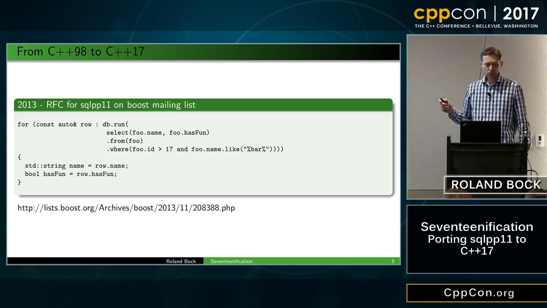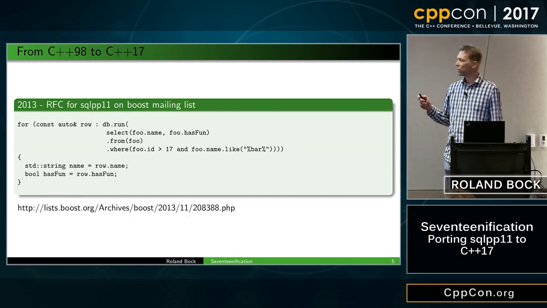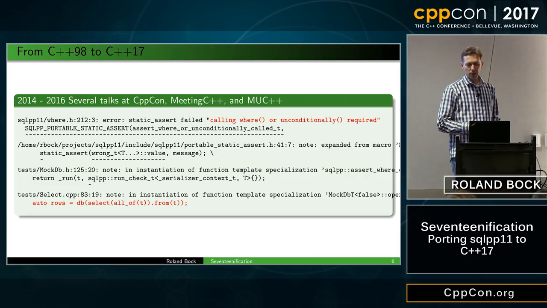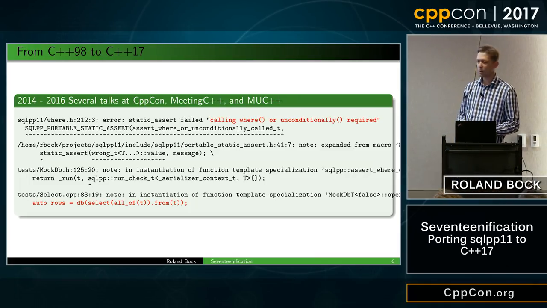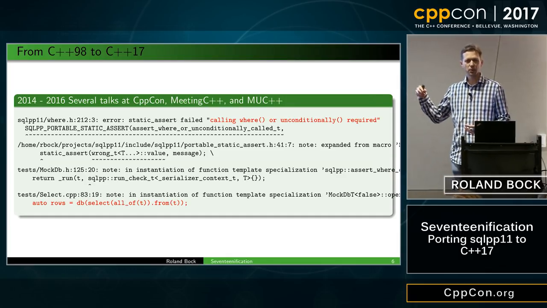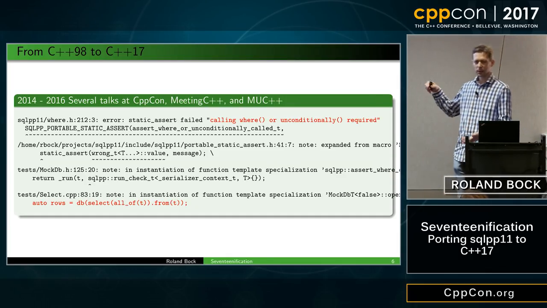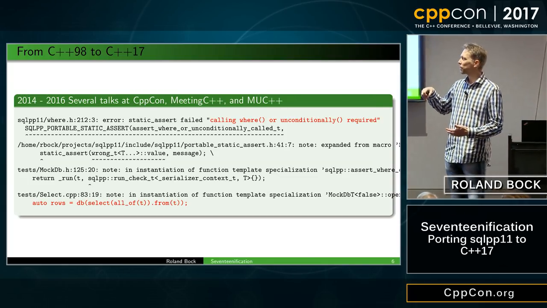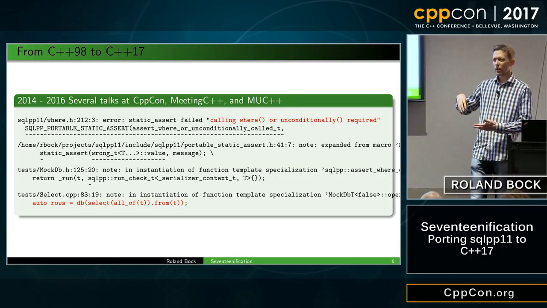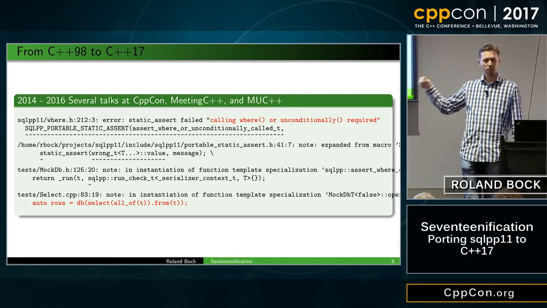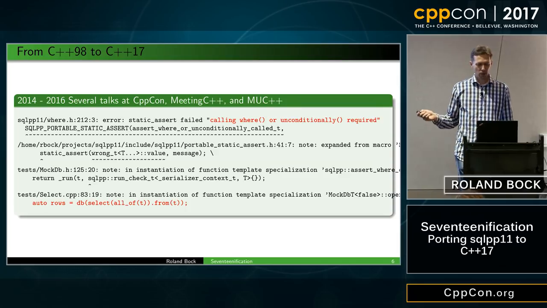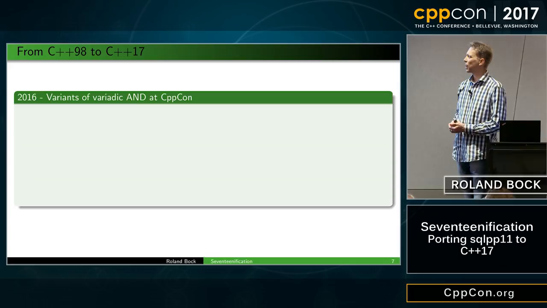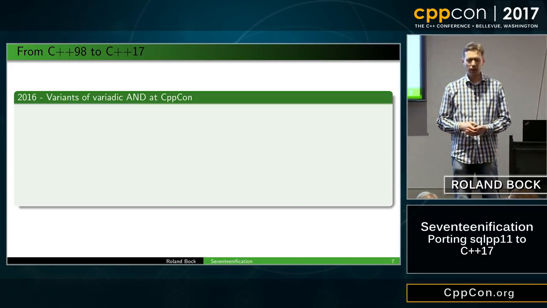So in the following years, I gave a bunch of talks about the library, and for instance, a talk about how to reduce the amount of error messages that you get from such a library, because it's heavily templated. If you are a user of heavily templated libraries, then in many cases you get these horrible error messages, and I try to cut those down. So that was one talk. And then last year I gave a talk, pretty ad hoc, about variants of variadic AND.